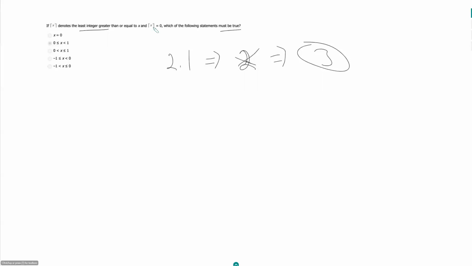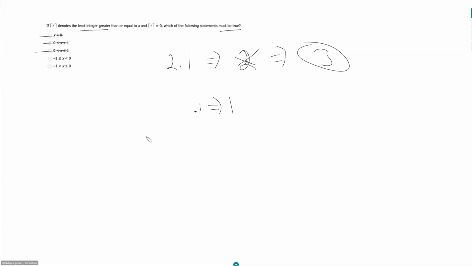And so if bracket x is equal to 0, which of the following statements must be true? And then it looks like they're basically asking us for the range of what x could be. So what values are always going to get rounded up to 0? So if I have something like 0.1, positive 0.1, that doesn't get rounded down to 0. Remember, that would get rounded up to 1. So I know the greatest value x can have is 0. So based on that, it looks like these guys can all be eliminated.